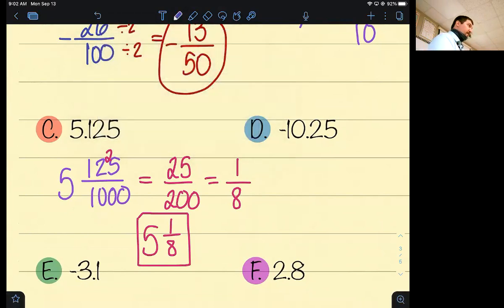Is there a number in front of the decimal? What is it? -10. Don't forget the negative, right? Put your fraction bar. Write the 25 over its place value. What's its place value? Yep, second decimal column is the hundredths column.